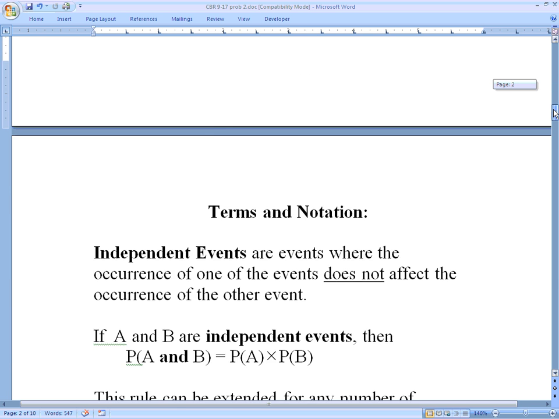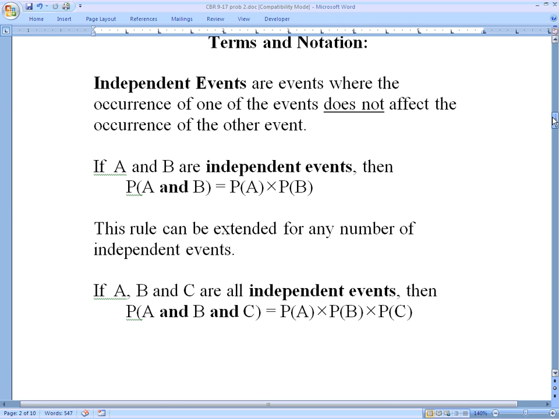A little recap to start things off. I'm sorry, actually, some new terms and notation to start things off. Independent events are those events where the occurrence of one event does not affect the occurrence of another. And I think most of the examples we've looked at thus far have focused on independent events. For example, rolling a die and flipping a coin.